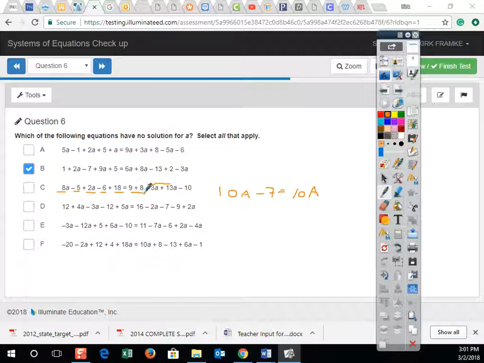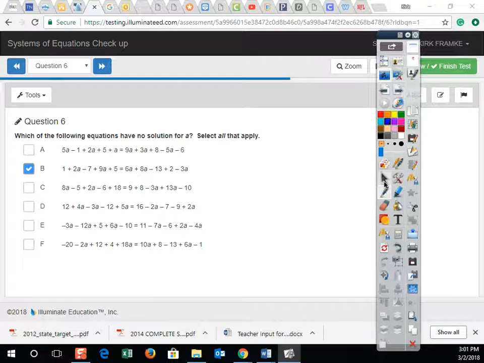So we have 17a, right? 17 minus 10 is -7. These have the same slope and the same y-intercept. That means there are two lines right on top of each other, which means there is an infinite number of solutions. Doesn't count for this.